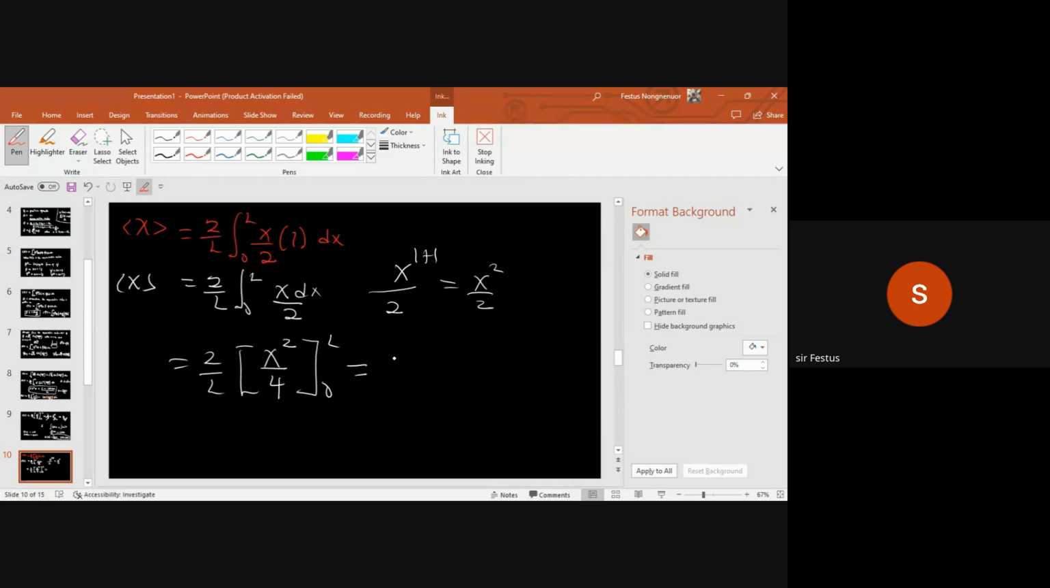So this is going to be 2 on L times, wherever you see x, you put L there. So L squared over 4. Then you simplify. This one will be nothing but L on 2. So this will be the expectation value of x if you use that definition of the wave function.